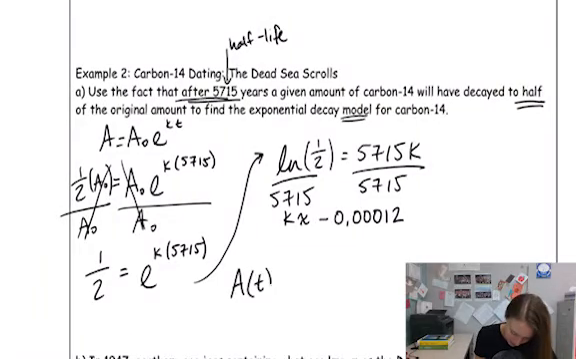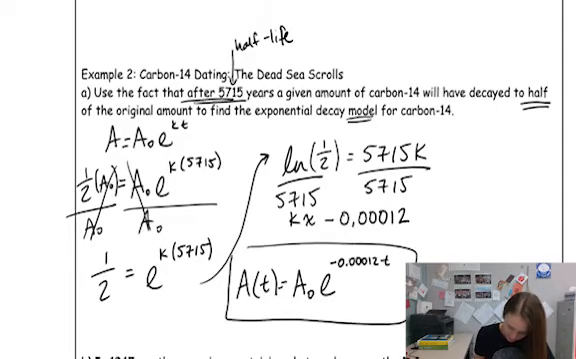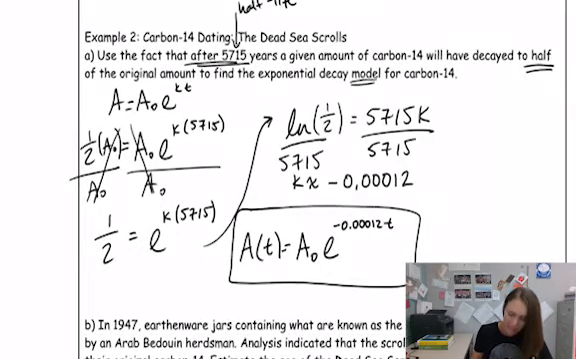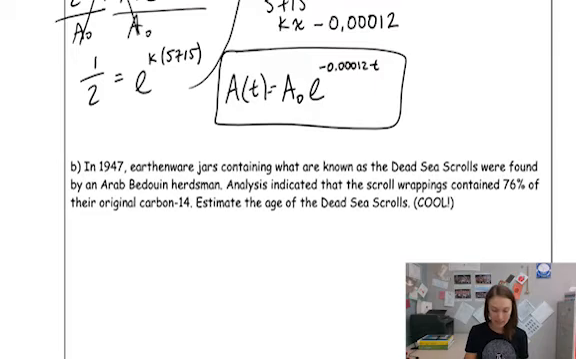So my formula, A of t, is going to be some sort of initial value. And in this case, I don't know what that initial value is, so I'm just going to leave it as A sub 0, e to the negative 0.00012 t. And remember, it's decaying. After 5,715 years, it has decayed to half the original amount. So as time increases, it's a decay model, which is why our k value is negative. Now we can use this to solve for part B. I would strongly suggest you pause the video now and try B on your own. See if you can do it after those examples that we've done together.